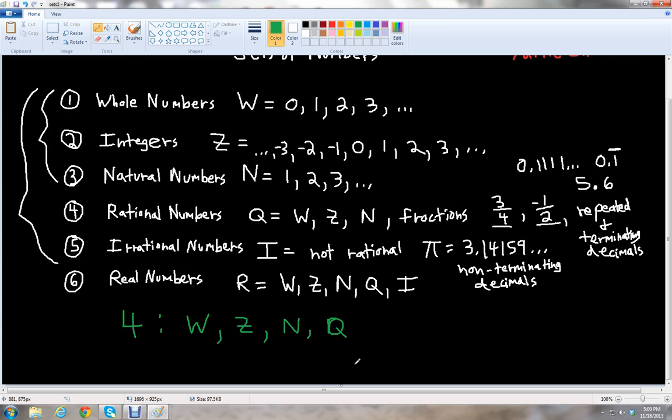And then 4 is not an irrational number because it is rational. So the only time it's irrational is if it's not a rational number. And then, of course, we know that 4 has to be a real number. So 4, it belongs to the whole numbers, the integers, the natural numbers, the rational numbers, and the real numbers.